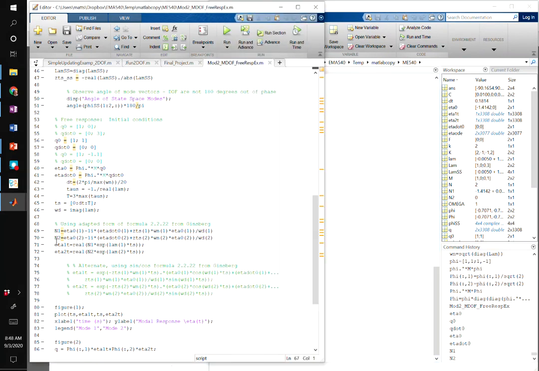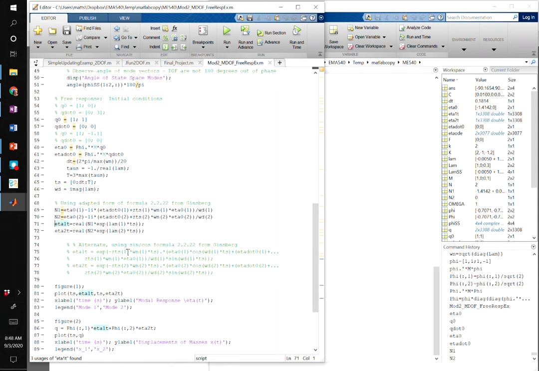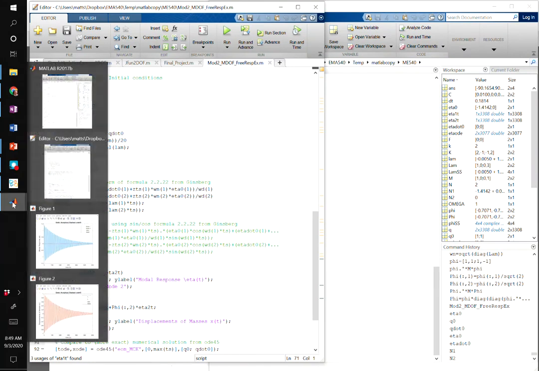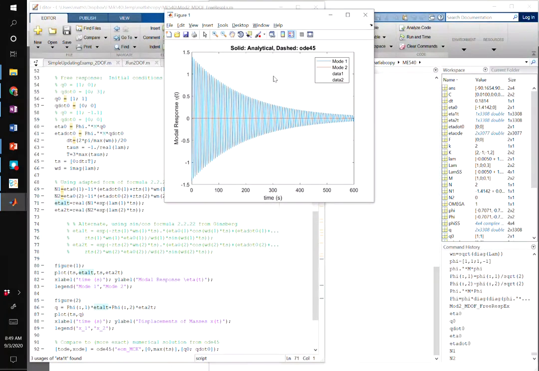And then I was able to say that eta 1 as a function of time is just the real part of that constant, e to the lambda t. And eta 2 is the real part of that constant, e to the lambda t. So I have the whole solution ready. So these figures kind of show you everything. So this one shows you mode 1 and mode 2. So mode 1 is basically a single degree of freedom system, transient response. Mode 2 ends up being 0 in this example.